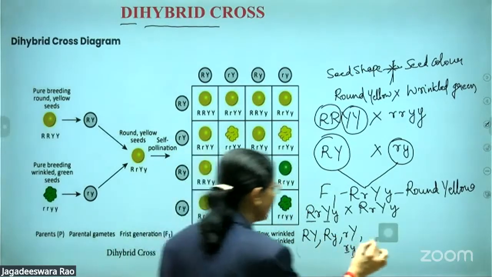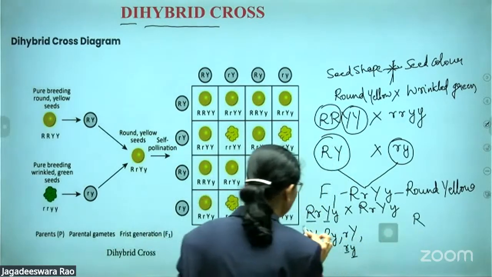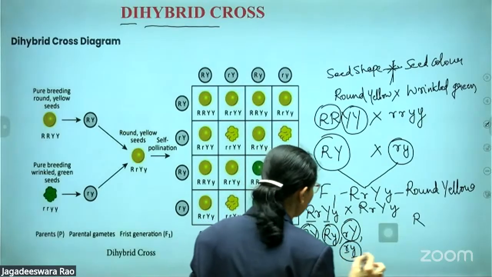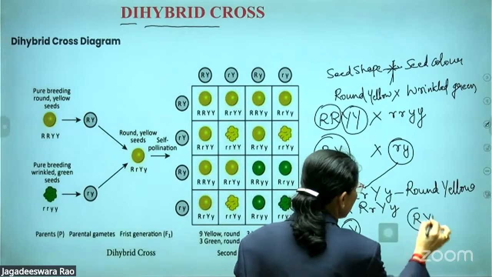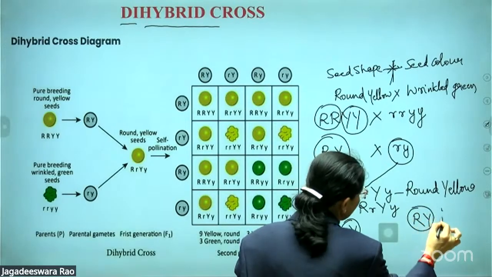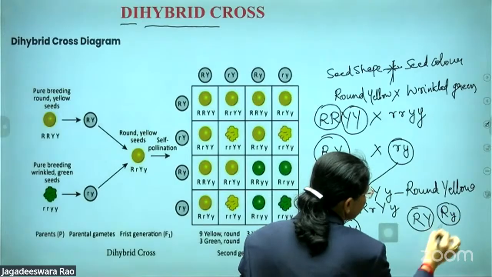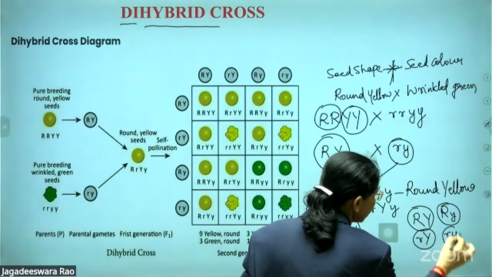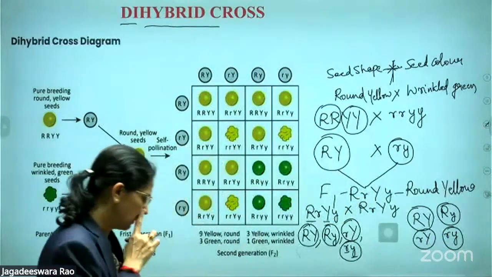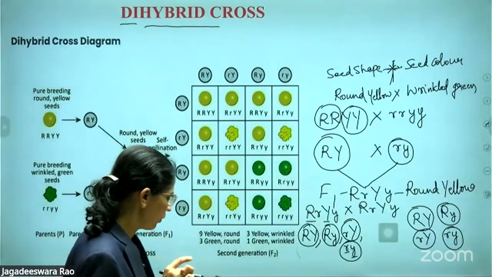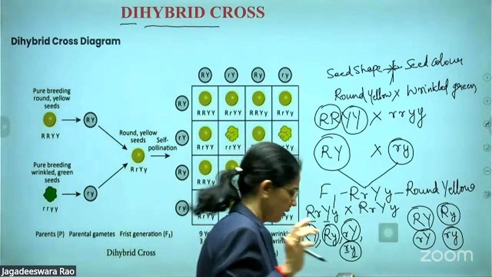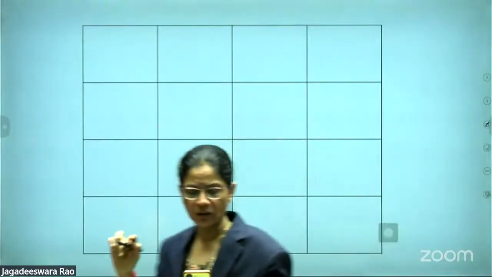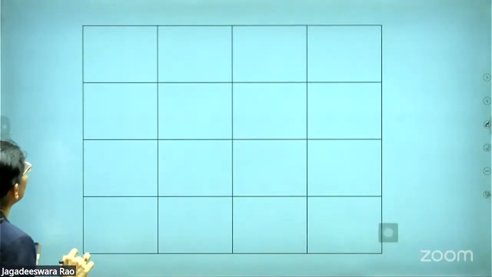The same way here also, capital R. Let me show you in the circle itself. So capital R, capital Y; capital R, small y; small r, capital Y; small r, small y. These are the gametes. Now we have to do the crossing. We should use the Punnett square. Let us use the Punnett square here. Okay, let me complete this.